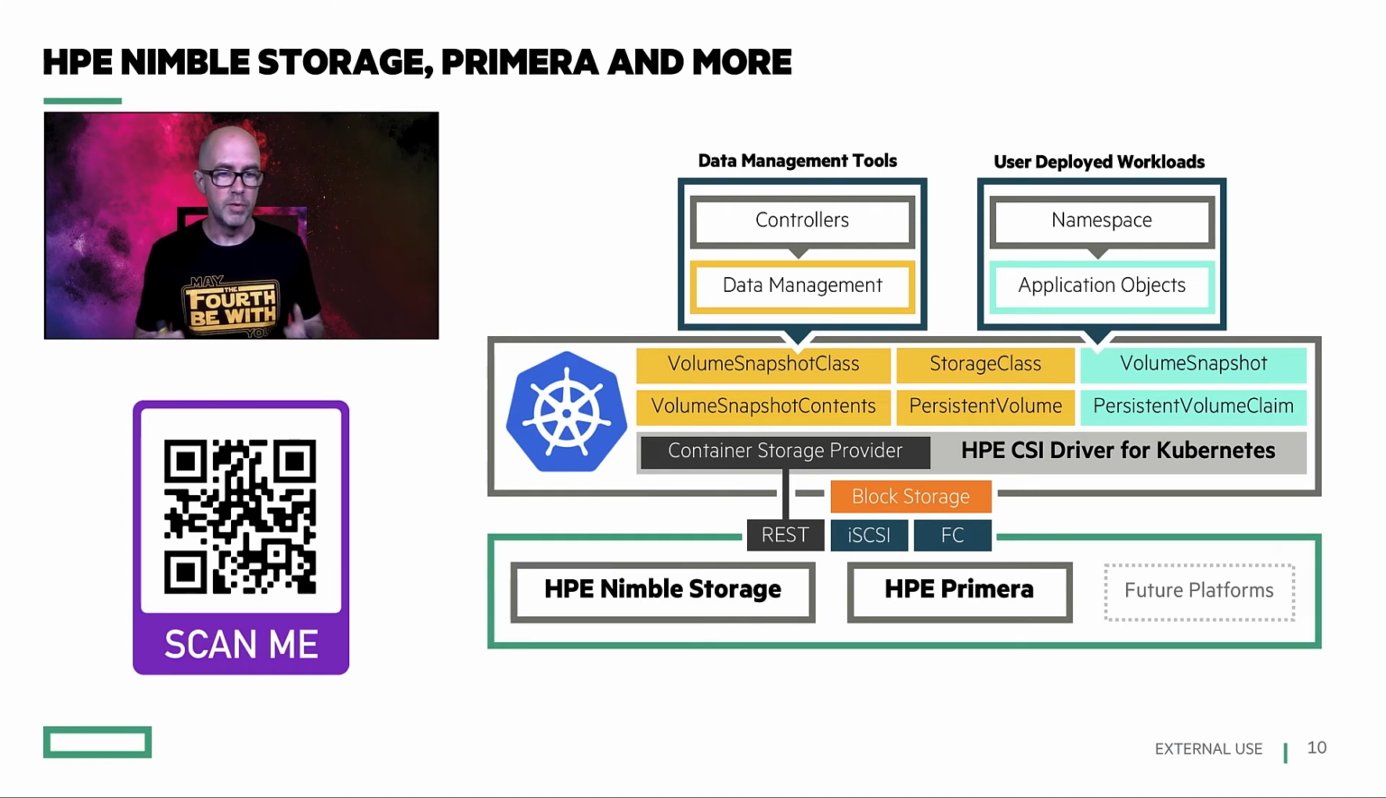Looking at the value that we provide to Kubernetes with these platforms, we have a unified CSI driver called the HPE CSI driver for Kubernetes. We have something called a generic container storage provider for each platform, one for Nimble and one for Primera, and also for our future platforms that support block storage in this paradigm. We have best-in-class data management capabilities that go natively into the CSI driver itself to perform volume snapshots and provision storage and so forth. And this solution has been validated and certified both with Kasten and Commvault.